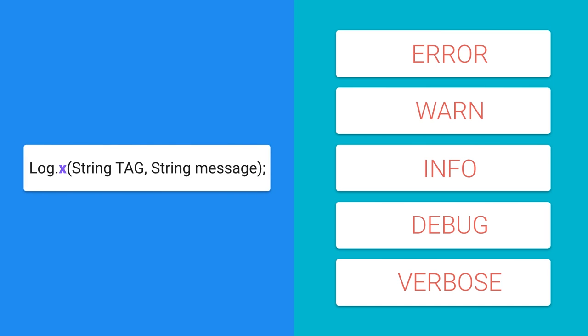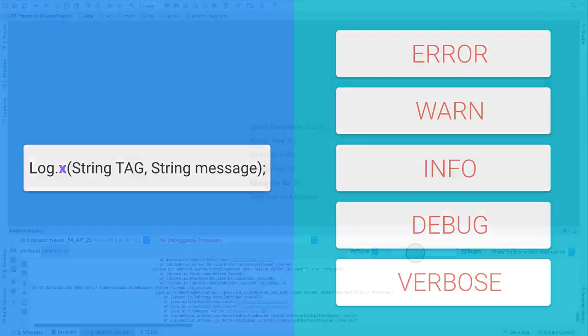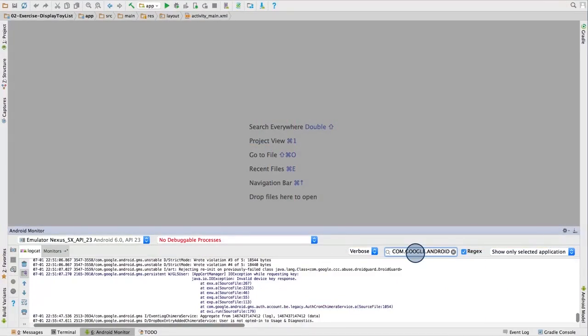They take the general form of Log.SomeLetter. They take a string tag and a message as parameters. Tag can be any string you want, but a common strategy is to use the class name as the tag. This makes it easier to search your logs, as all apps dump their log messages into the same bucket.